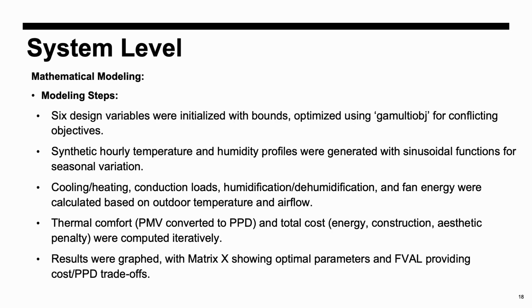This slide outlines the mathematical modeling steps at the system level. We started by initializing 6 design variables within defined bounds and optimized them using the GA multi-objective function to handle conflicting objectives. To simulate seasonal variation, synthetic hourly temperature and humidity profiles were generated using sinusoidal functions for Ann Arbor. Cooling, heating, conduction, and fan energy loads were then calculated based on outdoor temperature and airflow. Thermal comfort was modeled using PMV, which was converted to PPD, and total cost included energy, construction, and aesthetic penalties calculated iteratively. Finally, results were graphs showing optimal parameters and the cost versus PPD trade-off through fval.